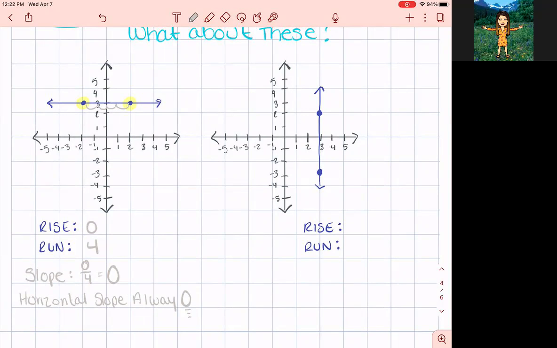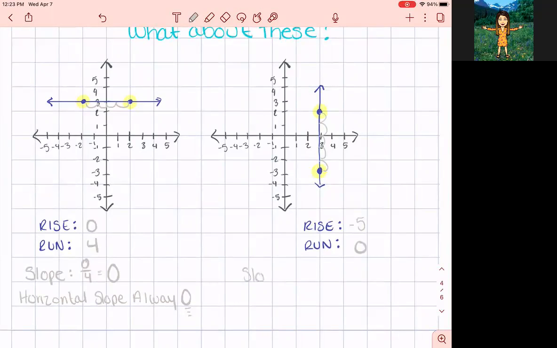So what about a vertical line? Well, you're going to do the same thing. I'm still going to pick 2 coordinate points. This time, my rise is 1, 2, 3, 4, 5. I'm going down, technically, so -5. And the run is going to be 0. So our slope could be written as -5 over 0.